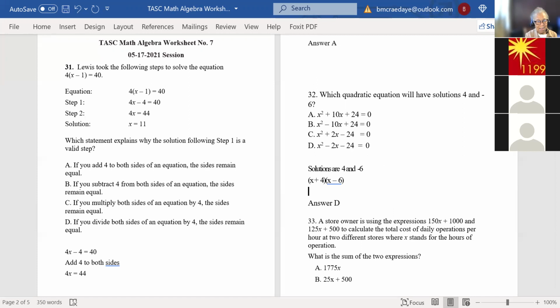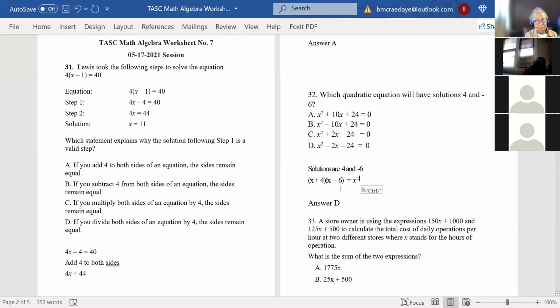Let me see. Because x times x gives you x to the second power, right? Let's just put what you just said. So we get x to the second power. So I'll take this, copy it here. x times x gives you x to the second power, or x squared, right? Now, x times minus 6 gives you what?